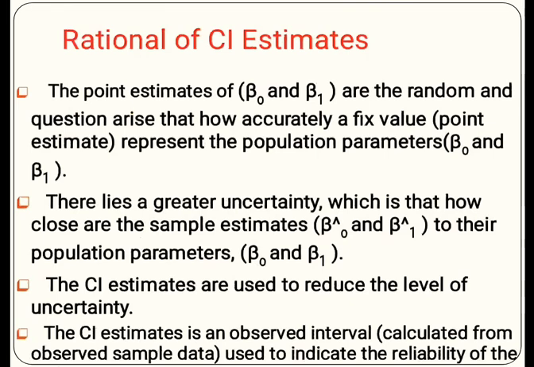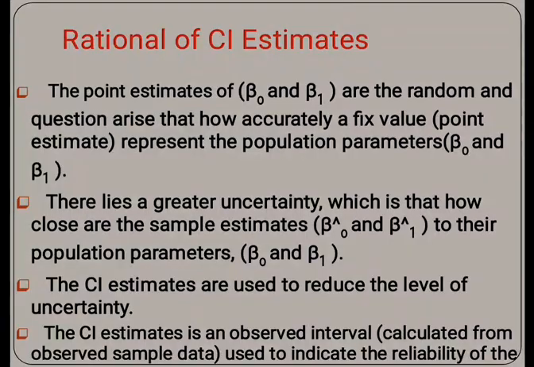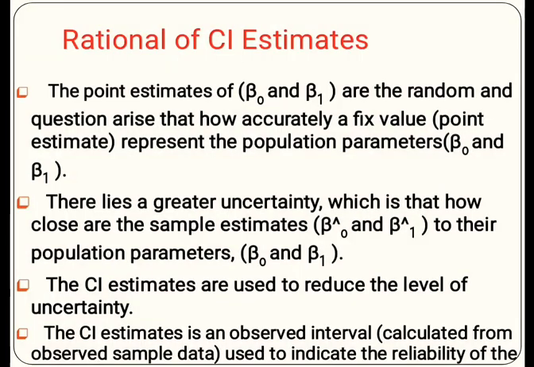What is the rationale of calculating the confidence interval? Why do we calculate the confidence interval? We study from the slide. The point estimates of beta naught and beta 1 are random. Those estimates change from sample to sample, and the question arises: how accurately does a fixed point estimate represent the population parameters beta naught and beta 1?